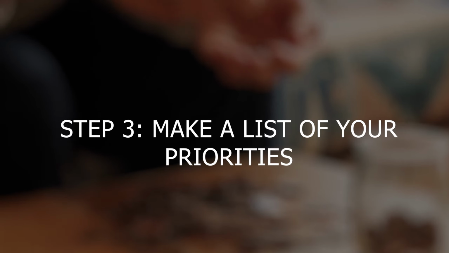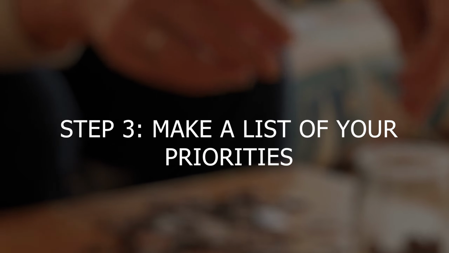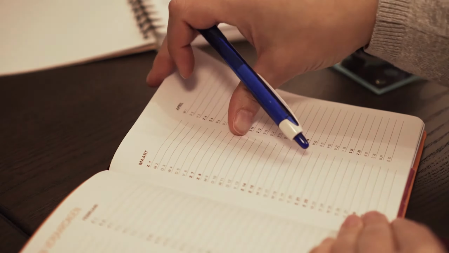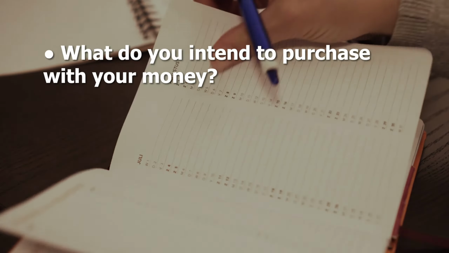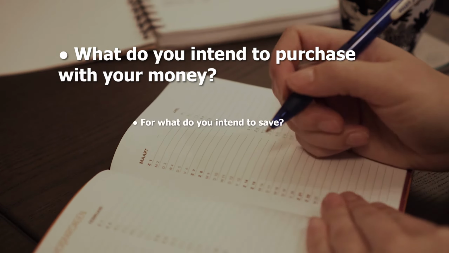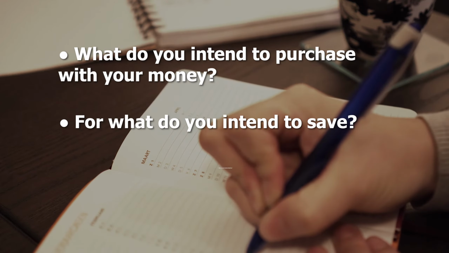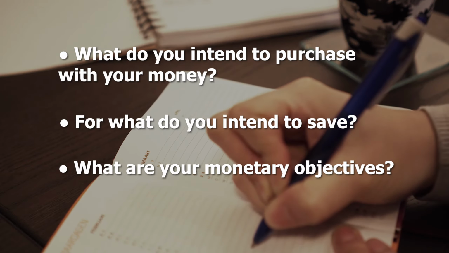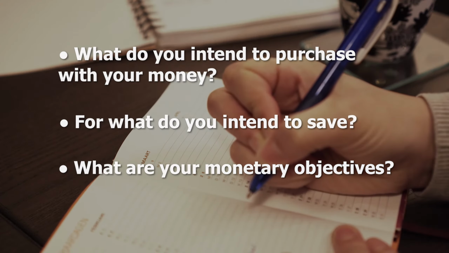Step 3. Make a list of your priorities. Make a list of your priorities once you are aware of your income and expenses. What do you intend to purchase with your money? For what do you intend to save? What are your monetary objectives? Set these in order of importance so you can decide where to invest your money first.